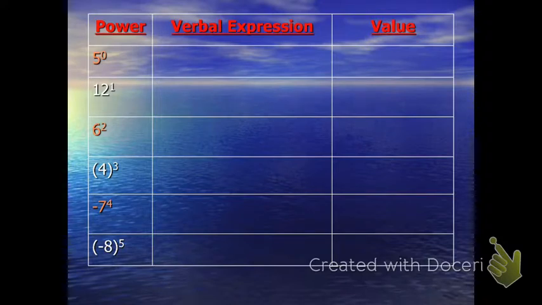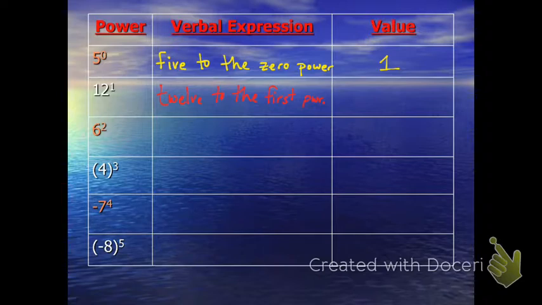When you have a base of 5 and an exponent of 0, the way you say that is 5 to the 0 power. And the value of anything to the 0 power is always 1. Our second example, with a base of 12 and an exponent of 1, you would read as 12 to the 1st power. And anything to the 1st power is always itself. So 12 to the 1st power would be 12.